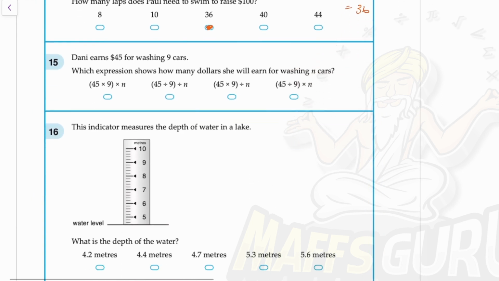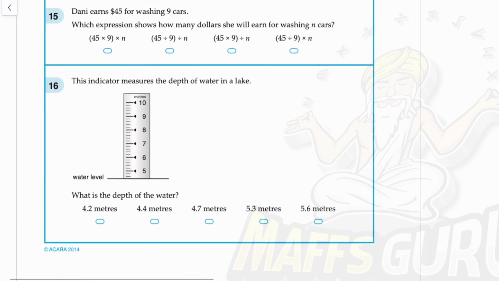Danny earns $45 for washing 9 cars. $45 for 9 cars. Which expression shows how many dollars she will earn for washing N cars? All right, so in which case, she got $45 for 9 cars. I want to do 45 divided by 9 and then times it by N. Because if I do 45 divided by 9, that's going to give me how much she charges for each car. Okay, and because we're then doing N cars, that would be the right answer.